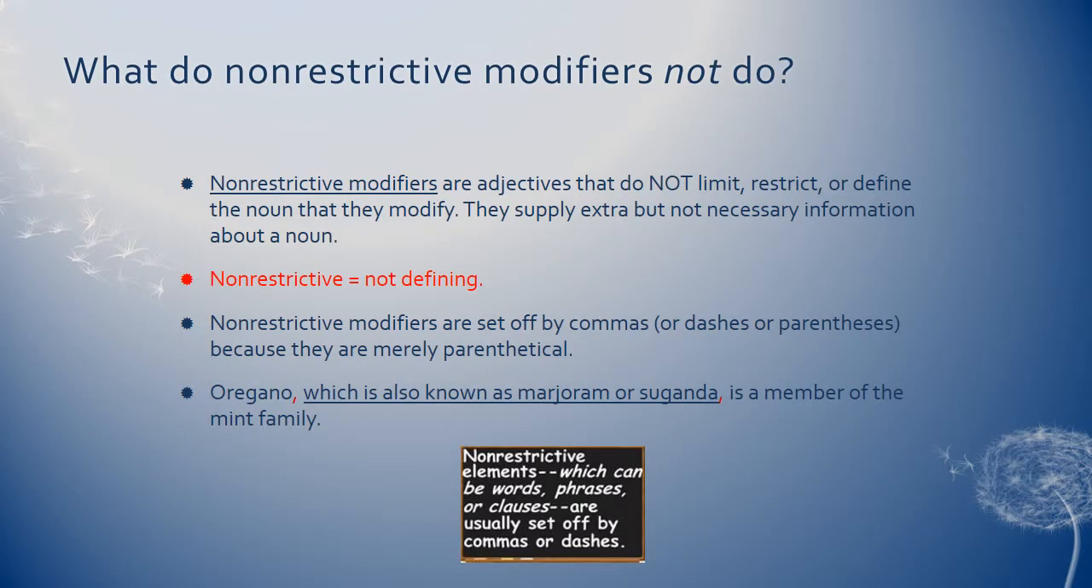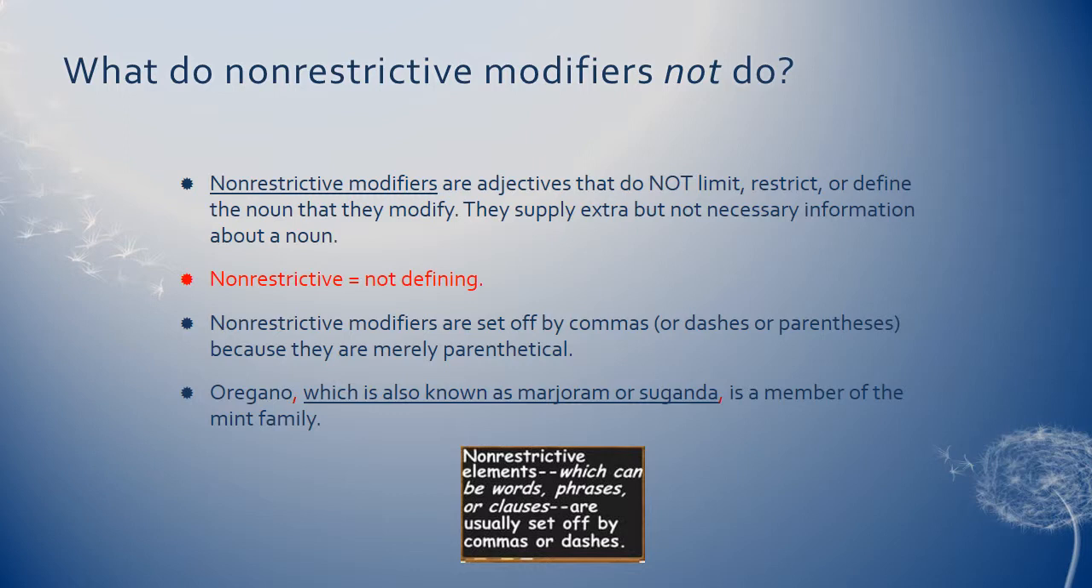Well, what do non-restrictive modifiers do? Non-restrictive modifiers are adjectives in phrasal or clausal form that do not limit, restrict, or define the noun that they modify. They supply extra but not necessary information about a noun. So non-restrictive here means not defining. Non-restrictive modifiers are set off by commas, or dashes, or parentheses, because they are merely parenthetical.